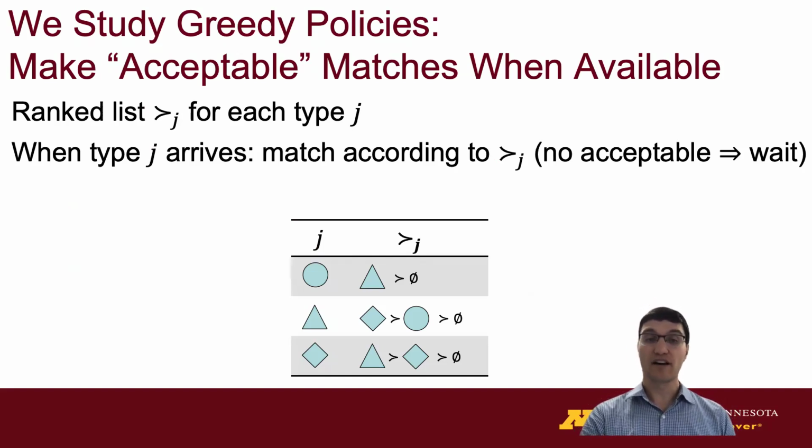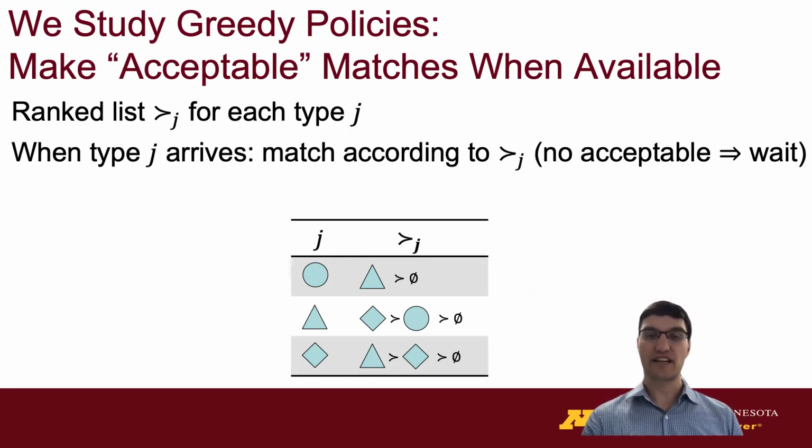When a triangle arrives, I'm going to try to match it to a diamond. If there are no diamonds waiting, I'm going to try to match it to a circle. If there are no circles waiting, then I'm going to have the triangle wait. And when a diamond arrives, similarly, I'll try to match it to a triangle. If not, I'll match it to a diamond, and otherwise I'll wait.